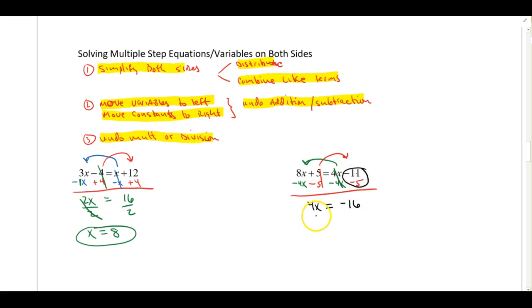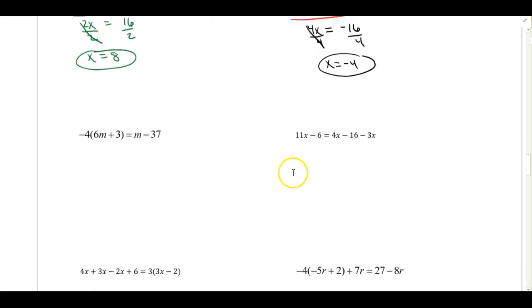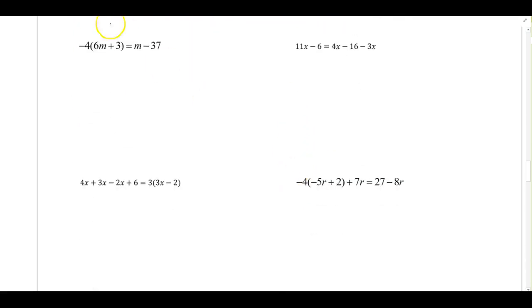Now all I have to do is undo multiplication or division. Divide by 4, divide by 4, x is equal to negative 4. Okay, now the next one.